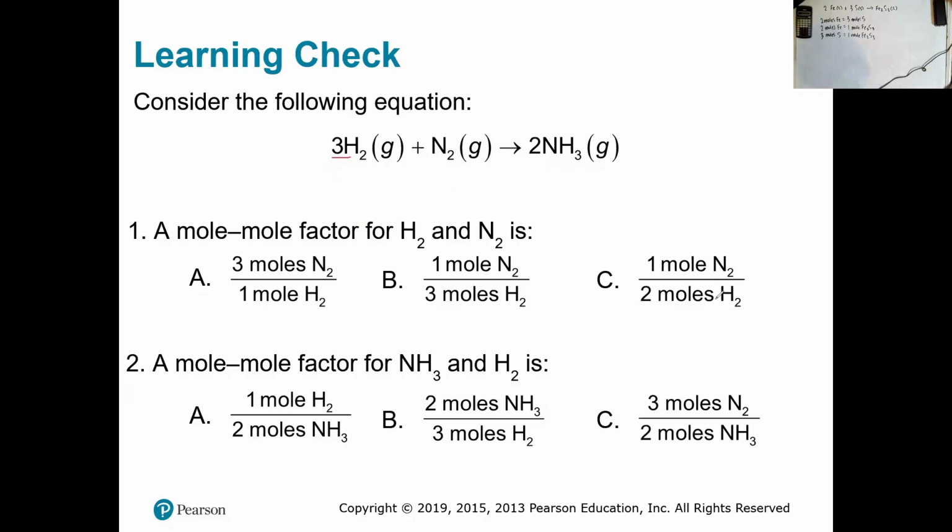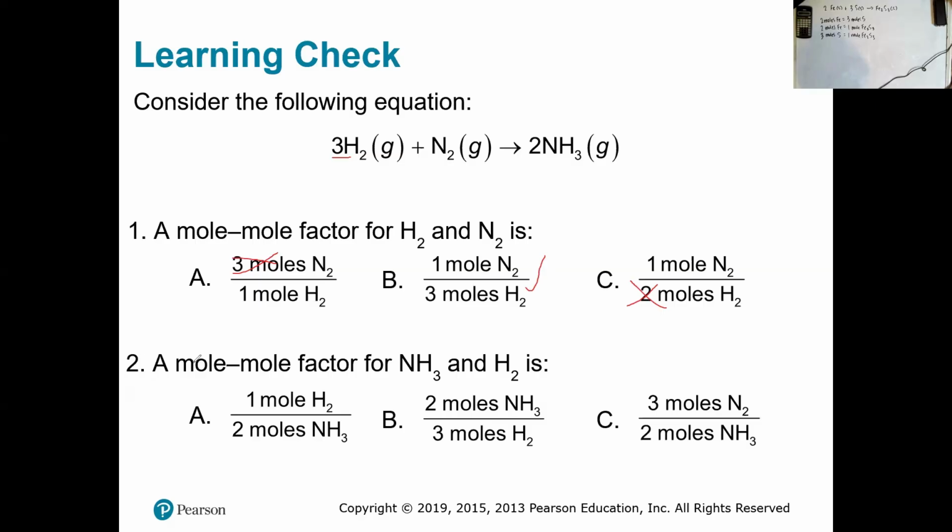Okay. So when you look at each of these choices here, the first choice says 3 moles of nitrogen. That doesn't make sense because it doesn't match what the equation tells us. 1 mole of nitrogen, 3 moles of hydrogen, both of those match the equation. 1 mole of nitrogen and 2 moles of hydrogen, that doesn't match our equation.